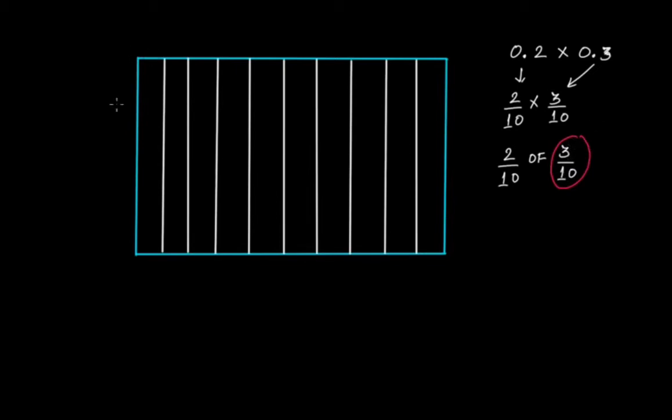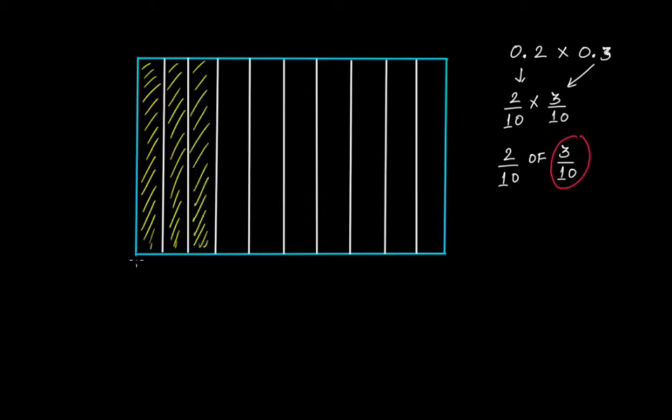3/10 means a whole has been divided into 10 equal parts, and you have to consider 3 parts. So this is the first part, this is the second part, and this is the third part. So this is actually what?